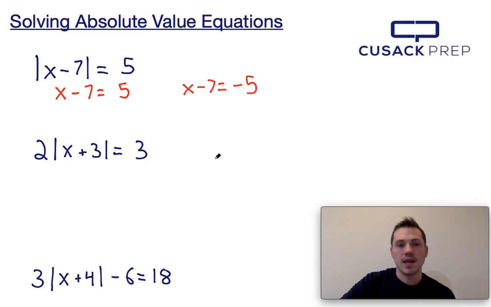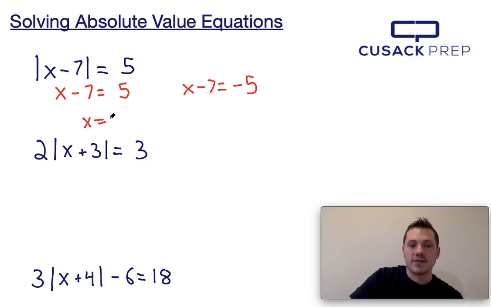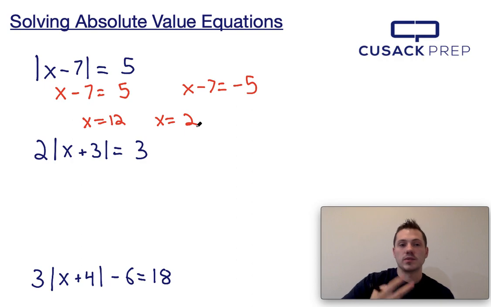We can then add 7 to both of these, and for this one we would find x equals 12, and for this one we would find x is equal to 2. So there are two cases where x minus 7 could equal 5, in absolute value, and that's when x equals 12 and when x equals 2.